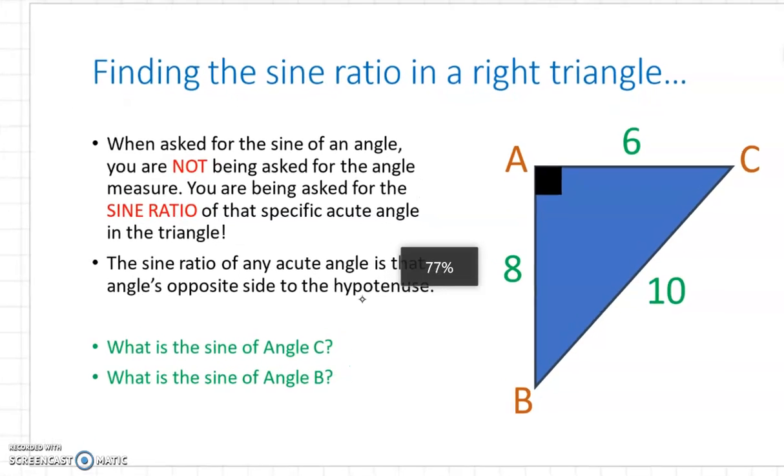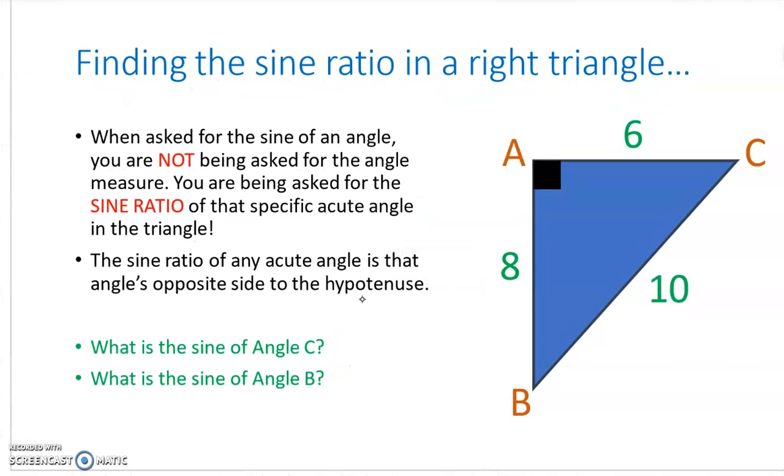Moving along here. Finding the sine ratio in a right triangle. So this is very important. When asked for the sine of an angle, you are not being asked for the angle measure. You are being asked for the sine ratio of that specific angle in the triangle. The sine ratio of any acute angle is that angle's opposite side to the hypotenuse. So let's practice this a little bit.